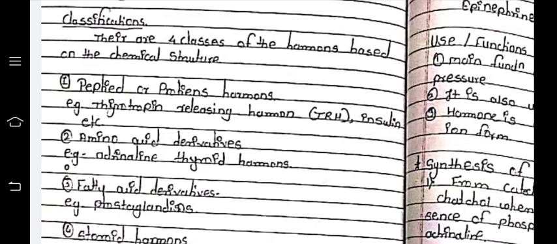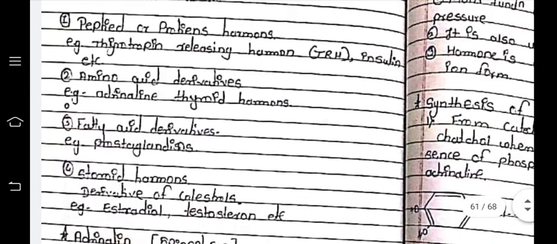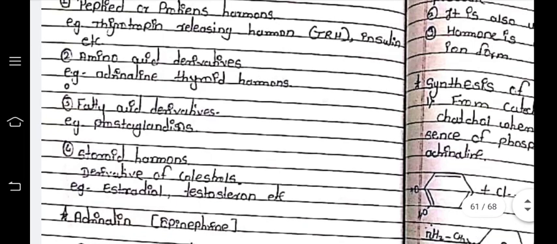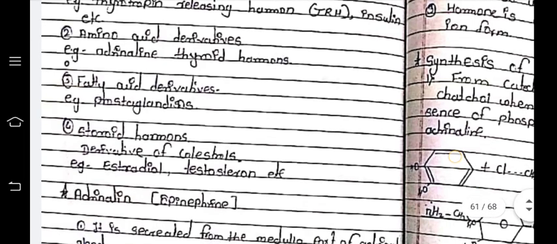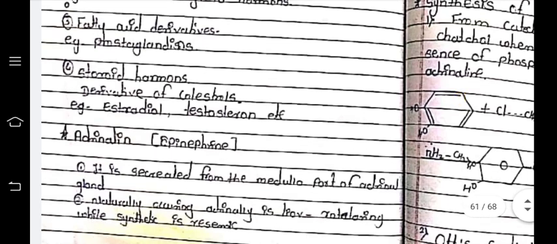Classification: there are four classes of hormones based on chemical structure. Peptide or protein hormones, such as thyrotropin-releasing hormone TRH, insulin, etc. Amino acid derivatives: adrenaline, thyroid hormones. Fatty acid derivatives: prostaglandins. Steroid hormones, derivatives of cholesterol: estradiol, testosterone, etc.